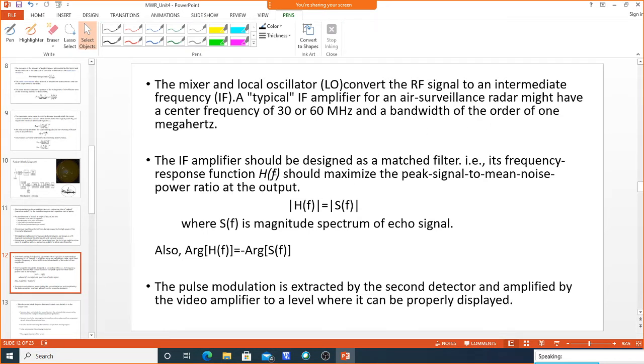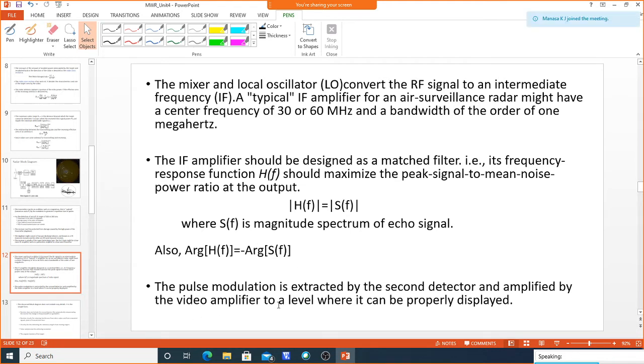The IF amplifier should be designed as a matched filter so that its frequency response function H(f) maximizes the peak signal to mean noise power ratio. This is maximized in order to detect the signal at the receiver. The magnitude spectrum of the matched filter should be equal to the magnitude spectrum of the echo signal, and the phase spectrum should be equal to minus the phase spectrum of the echo signal.